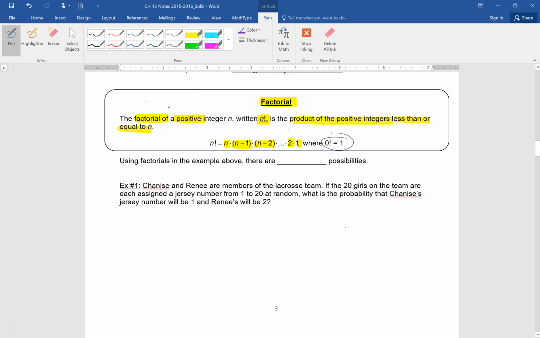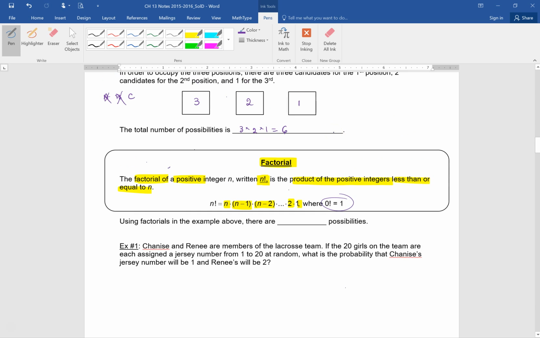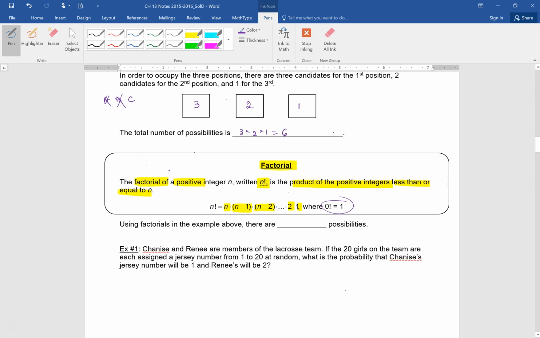All right. So using factorials in the example above, in the first case, you have 3 choices. So this would be 3 factorial, which is 3 times 2 times 1, which is 6 possibilities. Okay?